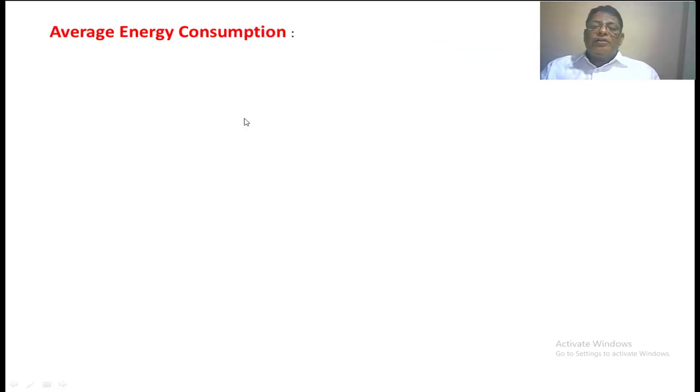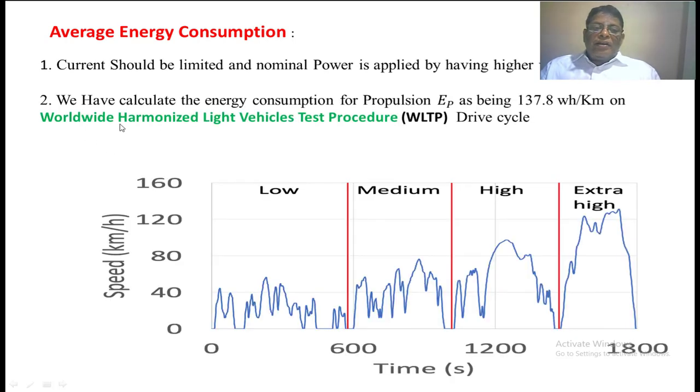Average energy consumption. How we are going to find out the average energy consumption is with the Worldwide Harmonized Light Vehicle Test Procedure. If we observe this graph, on the x-axis we have taken the time, on the y-axis we have taken the speed. This range of speed we have taken as low, this range as medium, this range as high, and this range as extra high speed. This is one standard speed cycle. We also call this the WLTP drive cycle.